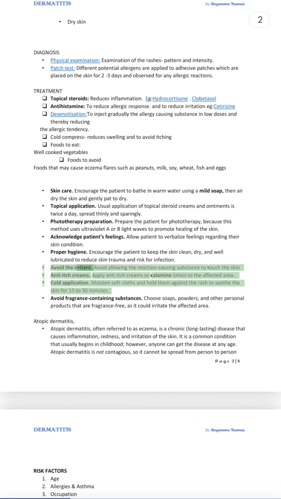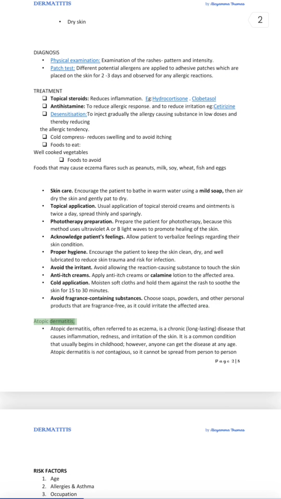Avoid the irritant. Avoid allowing the reaction-causing substance to touch the skin. Anti-itch creams: apply anti-itch creams or calamine lotion to the affected area. Cold application: moisten soft cloths and hold them against the rash to soothe the skin for 15 to 30 minutes. Avoid fragrance-containing substances. Choose soaps, powders, and other personal products that are fragrance-free, as fragrance could irritate the affected area.